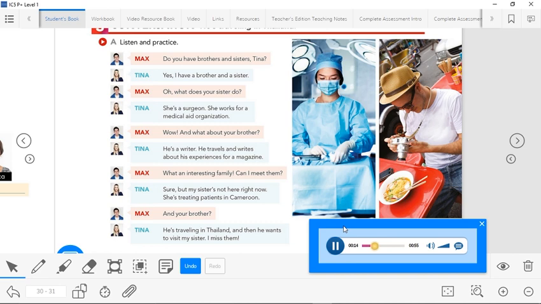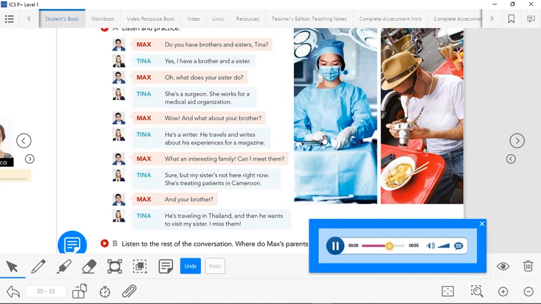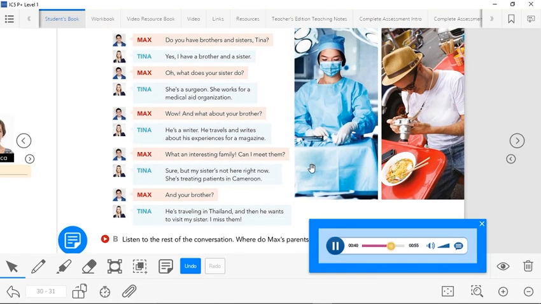Do you have brothers and sisters, Tina? Yes, I have a brother and a sister. Oh, what does your sister do? She's a surgeon. She works for a medical aid organization. Wow! And what about your brother? He's a writer. He travels and writes about his experiences for a magazine. What an interesting family. Can I meet them? Sure, but my sister is not here right now. She's treating patients in Cameroon. And your brother? He's traveling in Thailand, and then he wants to visit my sister. I miss them.